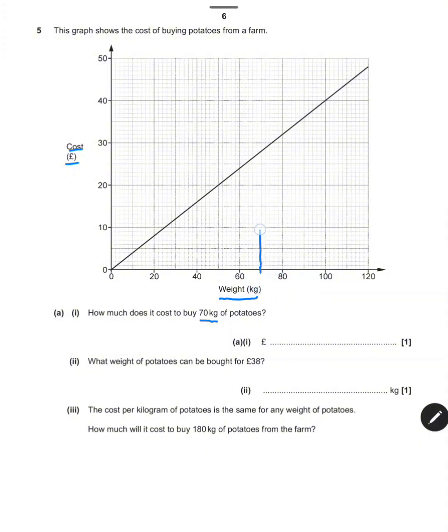So all I need to do is read up to the line and then across to the cost and just read this off. It looks like it's going up in ones, but always double check. 20, 1, 2, 3, 4, 5, 6, 7, 8, 9, 10. Yeah. So that comes to £28 there.